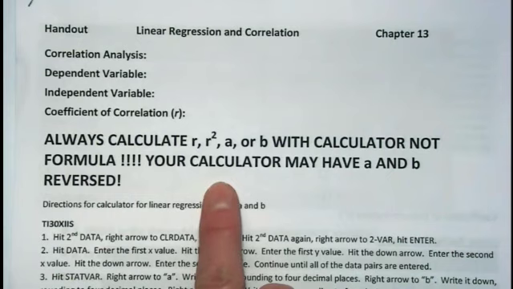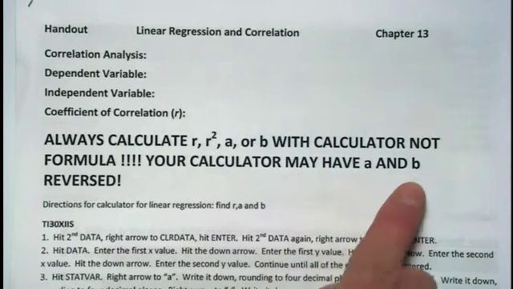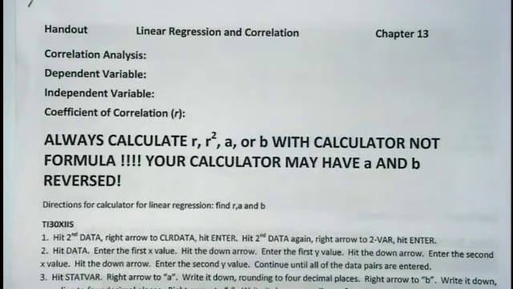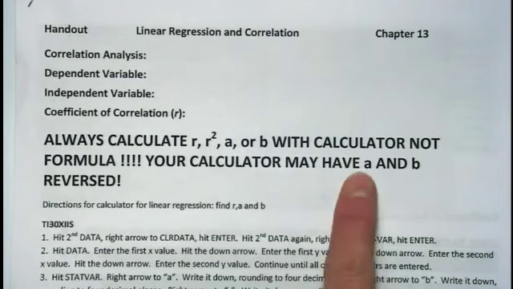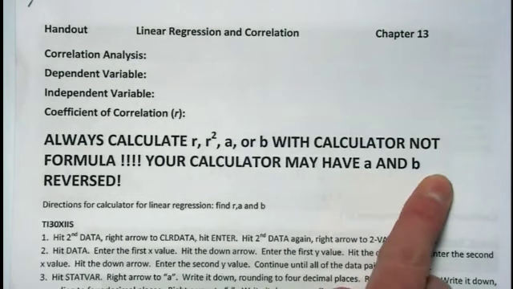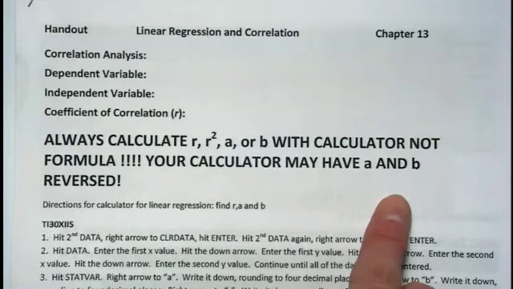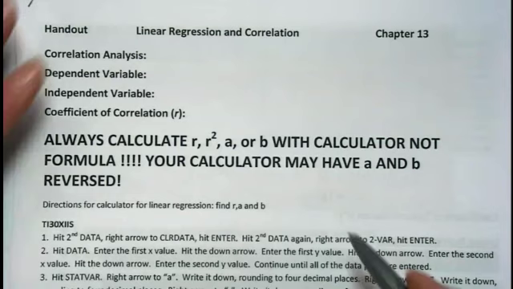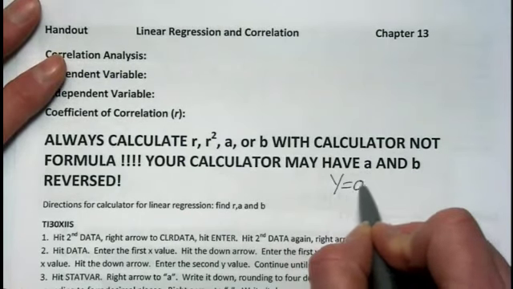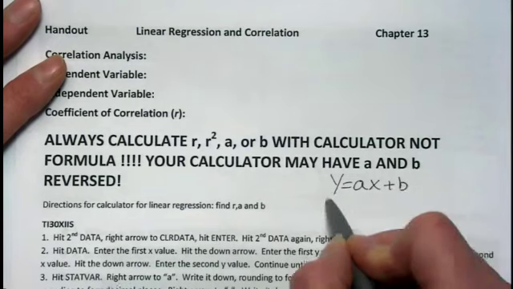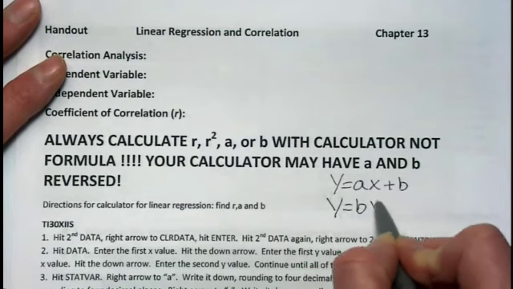The other critical point here, especially with the TI-30s, A and B may be reversed on your calculator, depending how your calculator was set. So as we go through problems, you are going to have to determine whether A is the slope and B is the y-intercept, or A is the y-intercept and B is the slope. You are welcome to write this on your formula sheet. In other words, for the linear regression equation, you can have AX plus B or BX plus A.